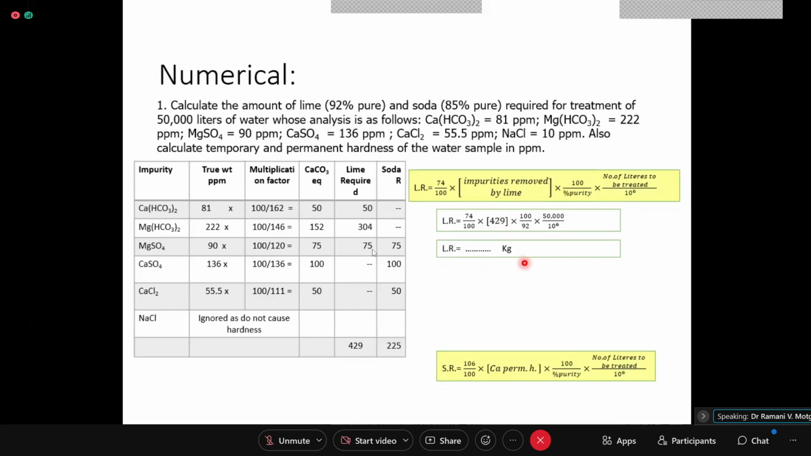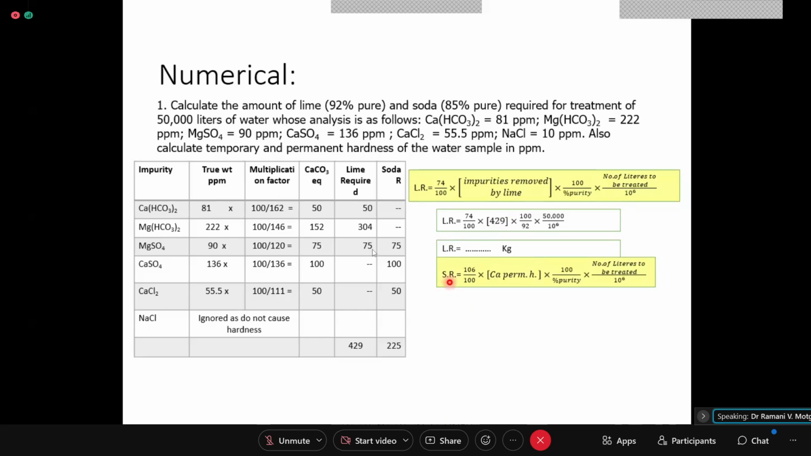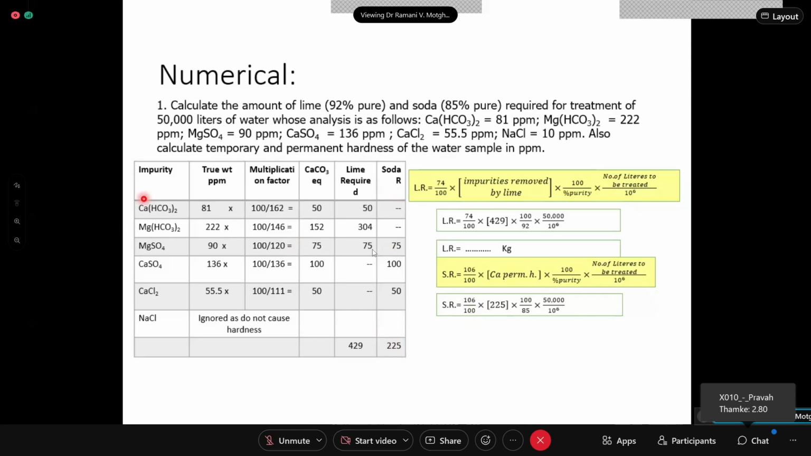Then soda required. So the soda required formula is 106 divided by 100 into the calcium permanent hardness, incorporated for removing magnesium permanent or the originally present, or whatever is there in adding calcium permanent, that has to be considered here, into the purity factor. The purity factor is 100 by percentage purity. So your formula here becomes, keep on writing, SR is equal to 106 by 100 into this 225, because we have done for all the impurities we wrote here, and we are writing here 2.8 is the answer.